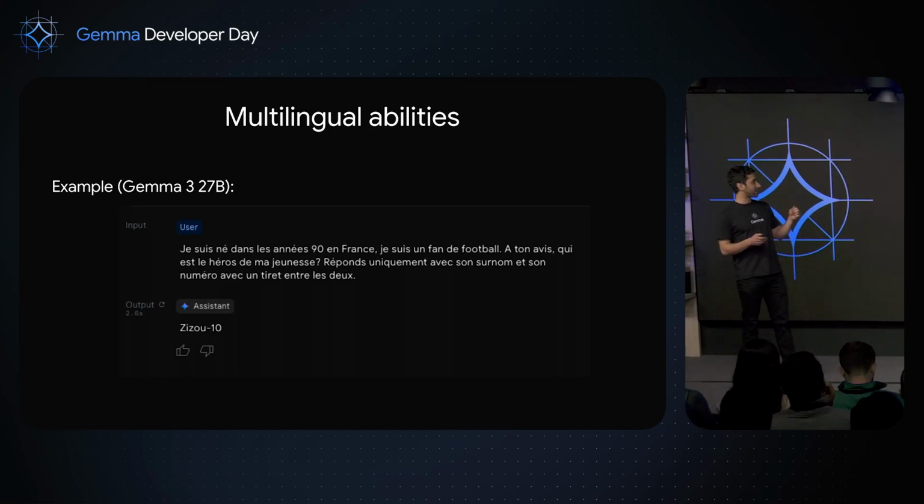What this means is that I was born in the 90s in France. I'm a football fan. According to you, who's my childhood hero? Answer by giving his nickname and his number with a hyphen between the two. Obviously, the answer is Zizou 10.